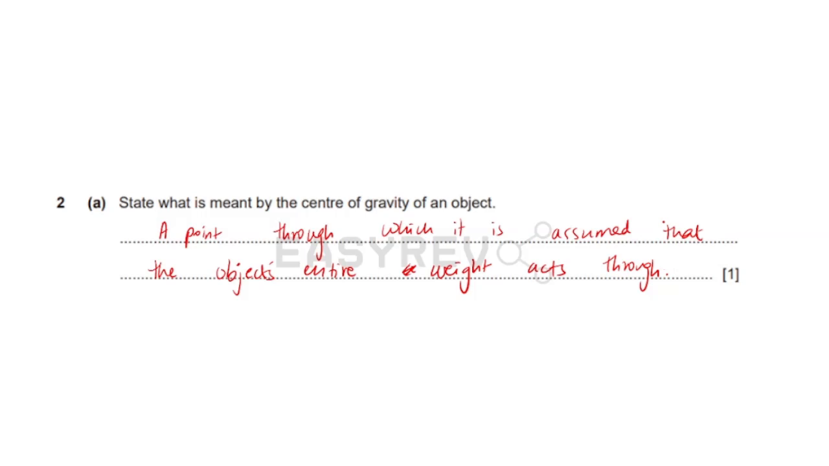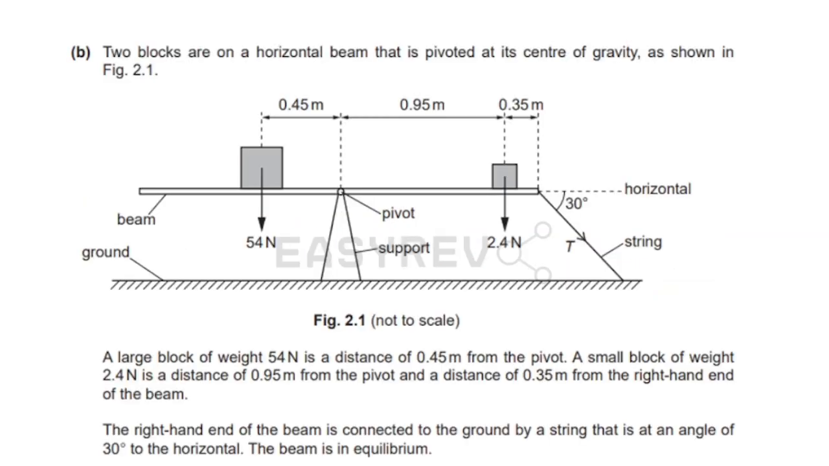Now comes the second part. So here we have a larger picture to consider. So let's read this very thoroughly before we go any further. Two blocks are on a horizontal beam that is pivoted at its center of gravity as shown in figure 2.1. That's the pivot right here. A large block of weight 54 newtons is a distance of 0.45 meters from the pivot. So that would be this object that I'm outlining red.